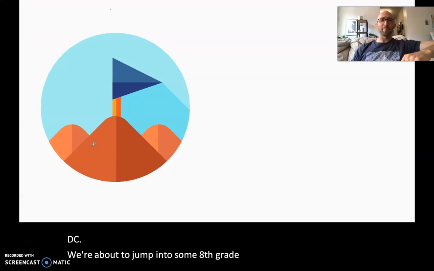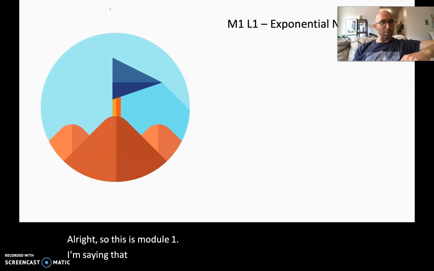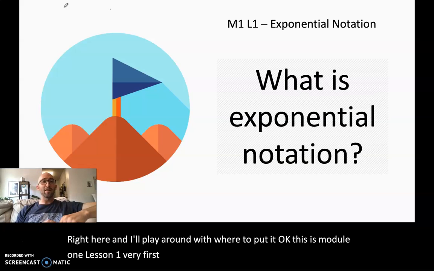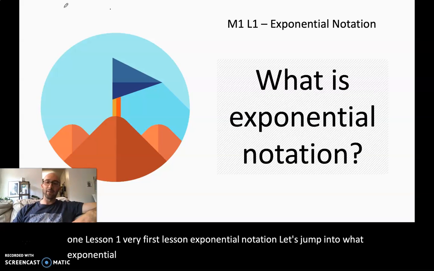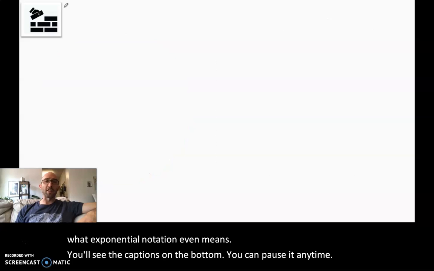Let's do it. All right, so this is Module 1. I'm seeing that my face is covering this, so let me move my face to right here, and I'll play around with where to put it. Okay, this is Module 1, Lesson 1, very first lesson, exponential notation. Let's jump into what exponential notation even means. You'll see the captions on the bottom. You can pause at any time to make sure you are catching what we're saying.